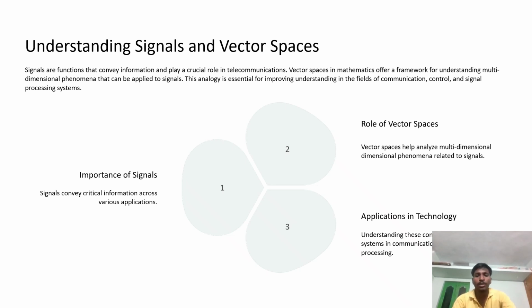First one, importance of signals. Signals convey critical information across various applications. Second one, role of vector spaces. Vector spaces help analyze multi-dimensional phenomena related to signals. Applications in technology. Understanding these concepts enhances the systems in communication and processing.